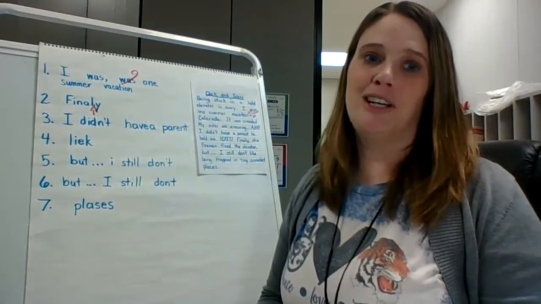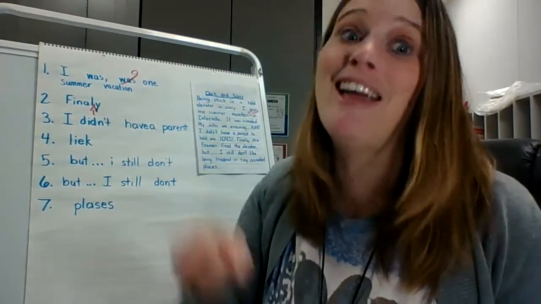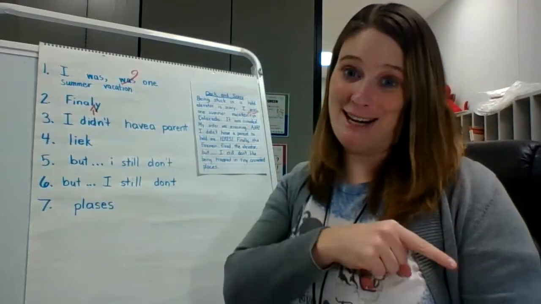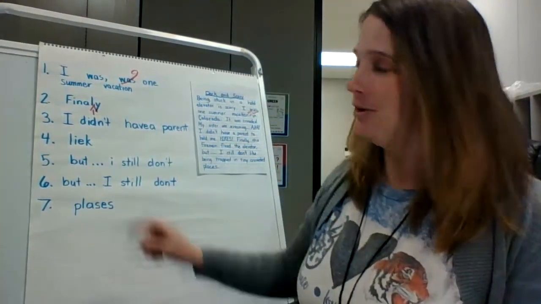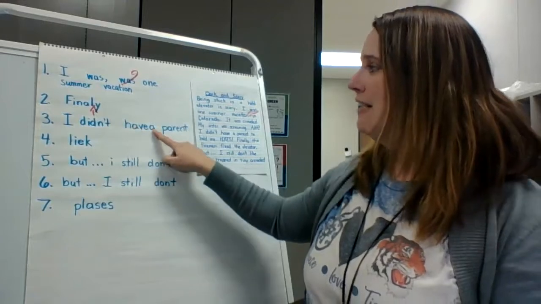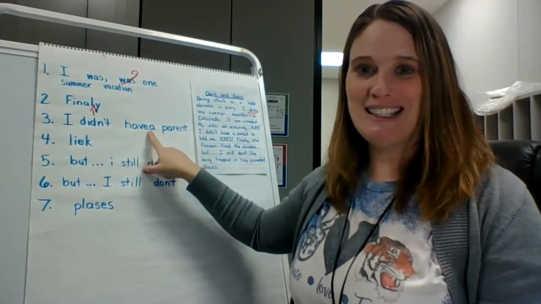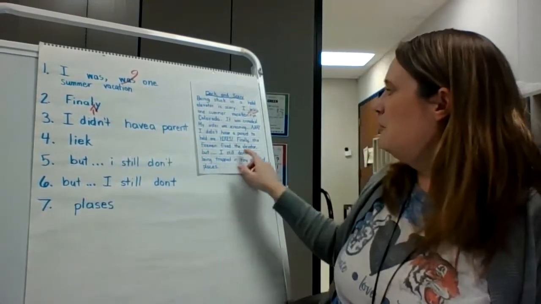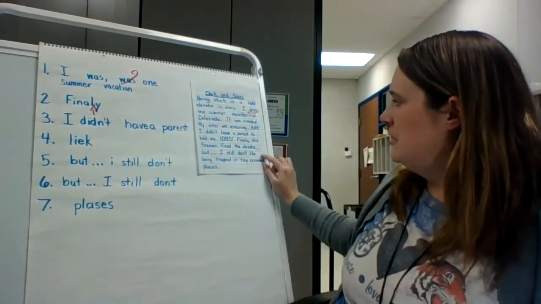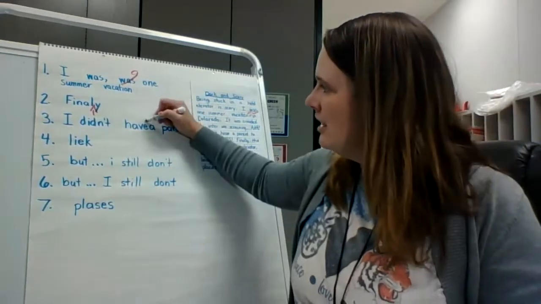Uh-oh, look at number 3. I see a mistake, and this is a mistake that I see kids make all the time. It's just because you're not used to putting those spaces in between your words. I didn't have a parent. I need a space in there, didn't I? I forgot my space. So if you forgot your space, or maybe you kind of crammed some words, see I kind of crammed those in, so maybe I need to leave a better space there.